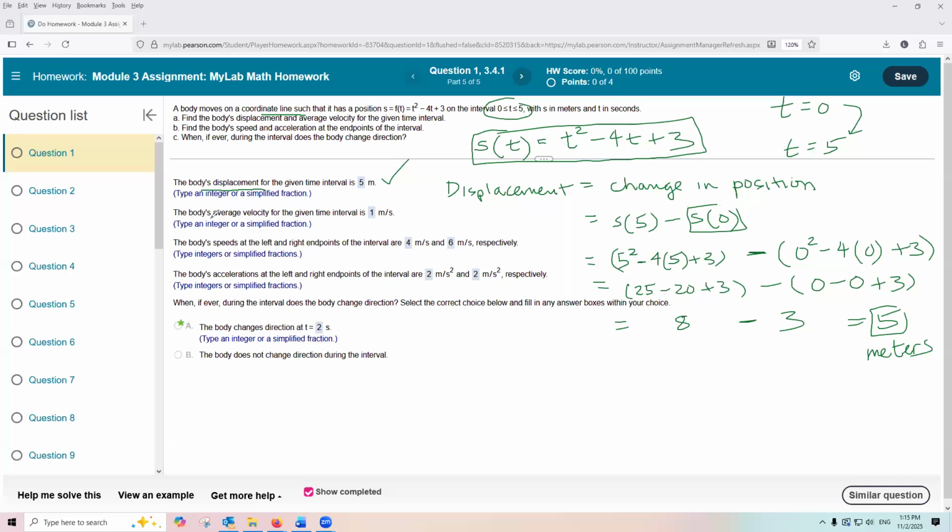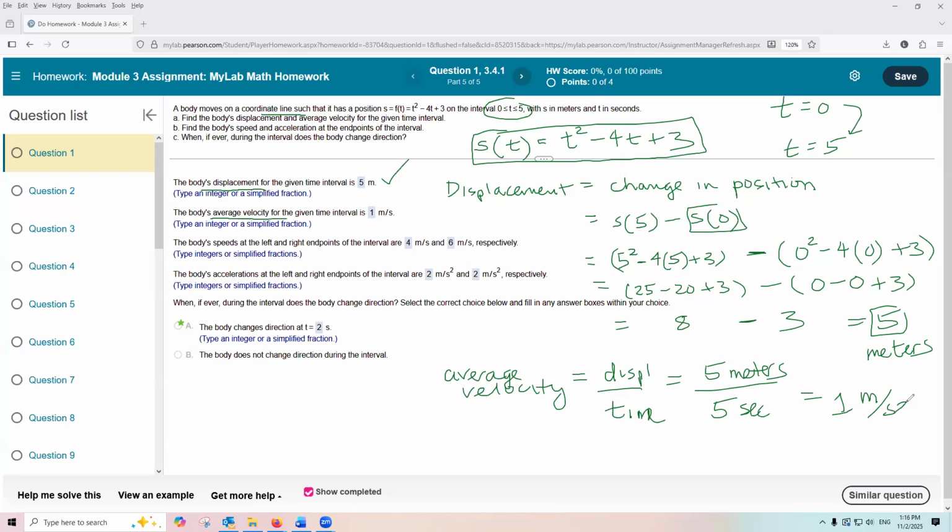All right, let's go to the next part. It says, what's the average velocity? Well, average velocity, you can really think of as displacement over time. So the displacement was 5 meters. The time duration here was 5 seconds. So this is going to be 1 meter per second is the average velocity.